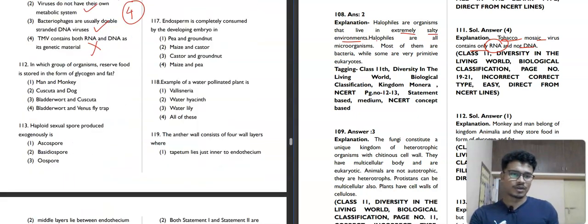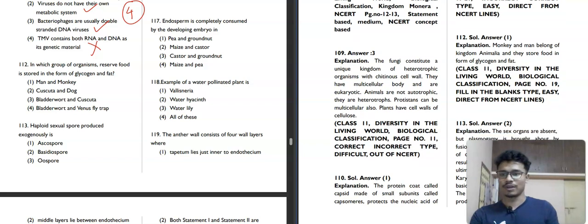Okay, now we will move towards the next question. Question number 112. In which group of organisms is reserve food material stored in the form of glycogen and fat? Just try to read all the options. When you are solving a question and you see that the first option is correct, also read the other options as well. There could be a better answer in the third or fourth option. Just because the first could be correct doesn't mean that it is the answer. You should read all the options carefully and then mark the correct option.